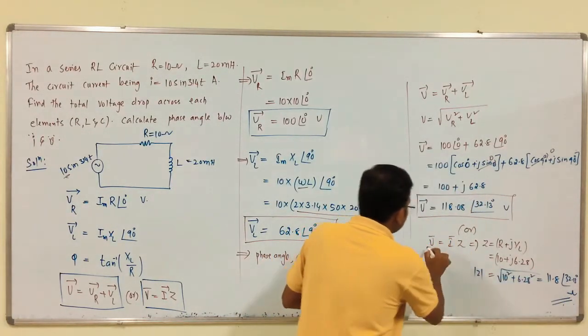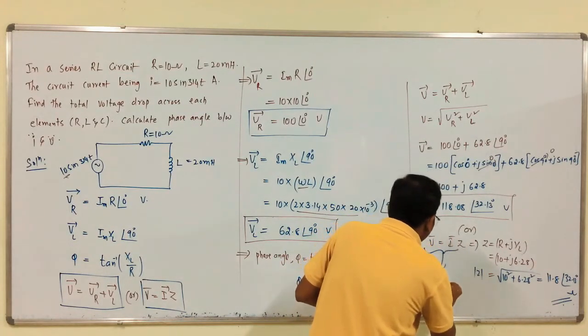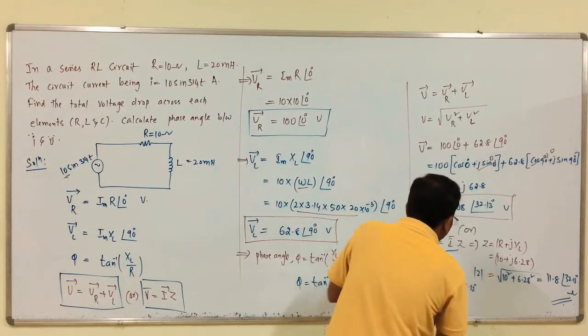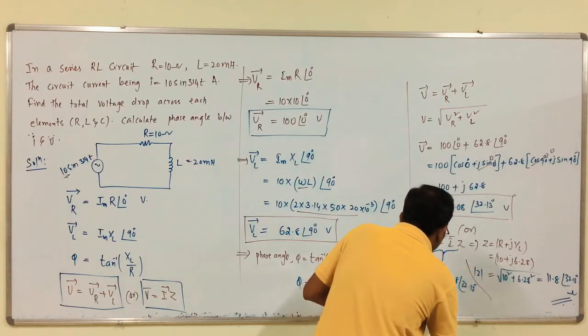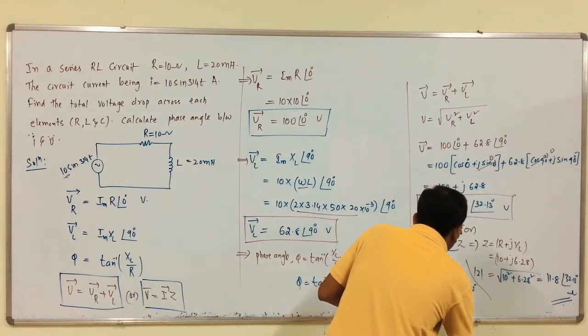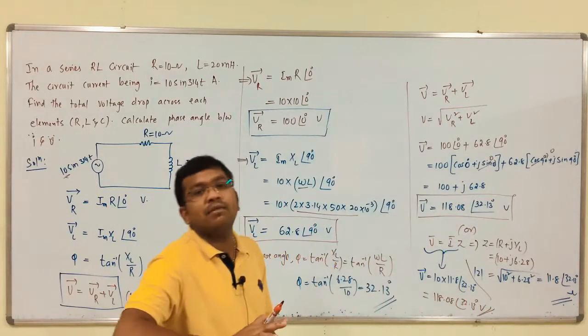So from this V is equal to I, which is 10, into 11.8 at an angle of 32.13, which is equal to what? 118.08 at an angle 32.13 volts. So in any case we are going to get the same answer.